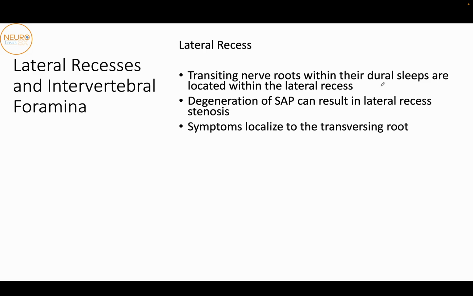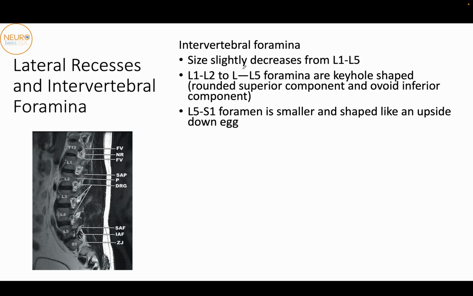And when there's a degeneration of the superior articular process, it can impinge on these nerve roots and cause something known as lateral recess stenosis. So whenever that happens, there's always going to be symptoms which are going to localize to the traversing root and not to the root which is going to exit at that level. So for example, at L4, L5 level, if you get lateral recess stenosis, the stenosis is going to affect L5, which is a traversing root, but not L4, which would be the exiting root.